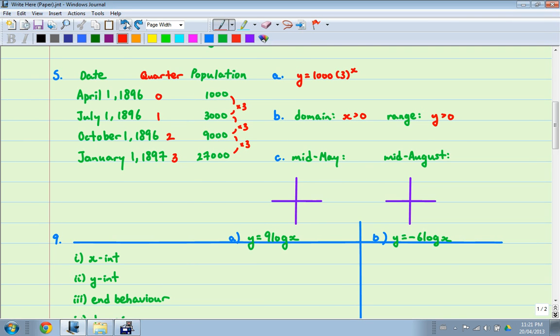As for part C, mid-May is halfway between April 1st and July 1st. So you can say that x is equal to 0.5. For mid-August, it is halfway between July 1st and October 1st, so x will be equal to 1.5.